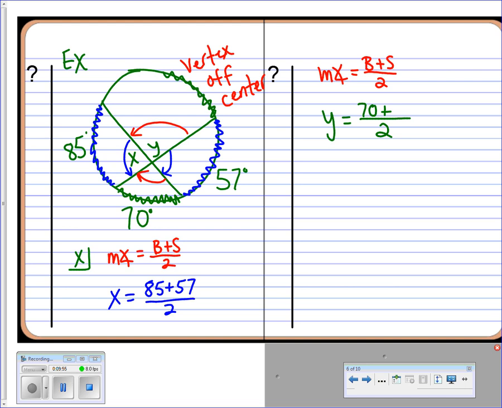So see if you can put me on pause and contemplate, how would I actually find out what that number is? There's enough information there for you to figure out what the actual physical measurement is of that arc. Okay, put me on pause and see if you can do that.